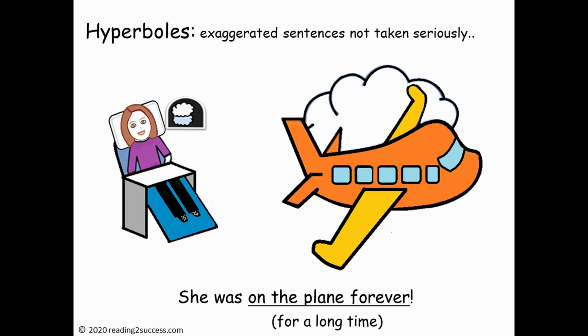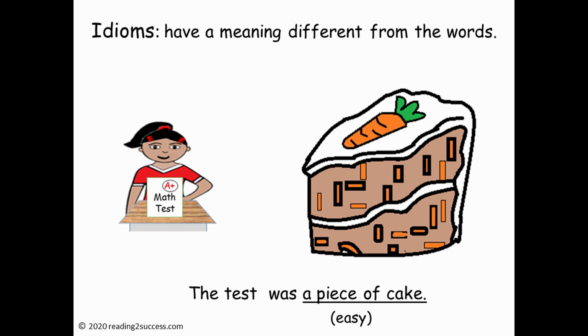Next, hyperboles are introduced. They are exaggerated sentences not taken seriously. Our example, she was on the plane forever, meaning she was on the plane for a long time. And lastly, idioms. They have a meaning different from the words. As in our example, the test was a piece of cake, meaning the test was easy.